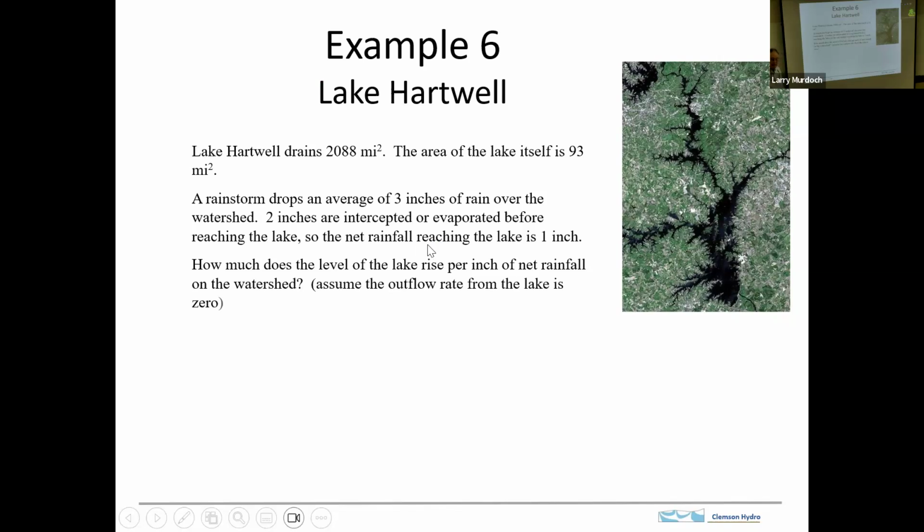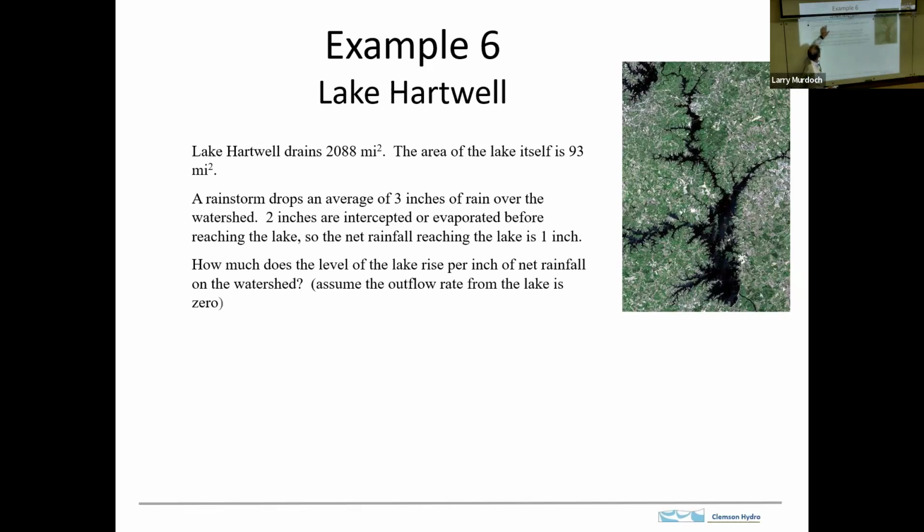You've been getting a lot of rain lately. And so the Lake Hartwell, which is right next door to us, has been rising. So, one of the questions would be, when we get a little bit of rain, what effect does that have on the water level? So we can do it just in a simple way, what to expect. And we can do it with the water balance.